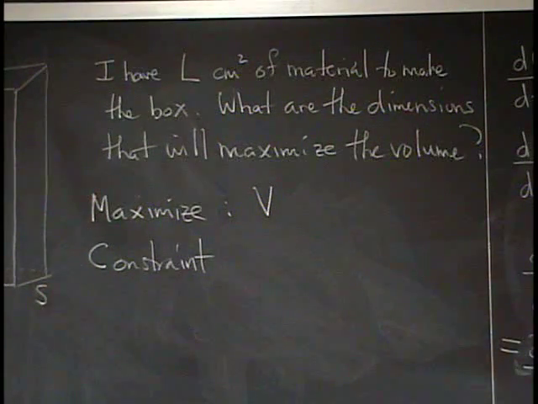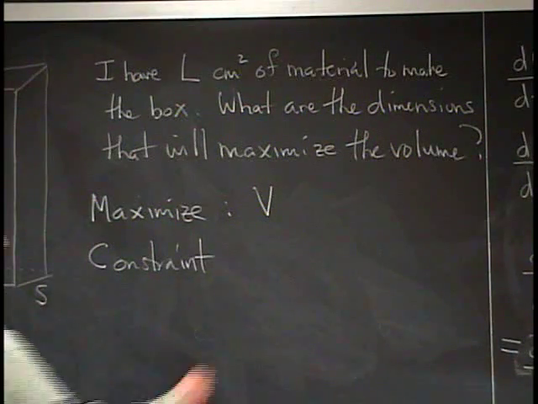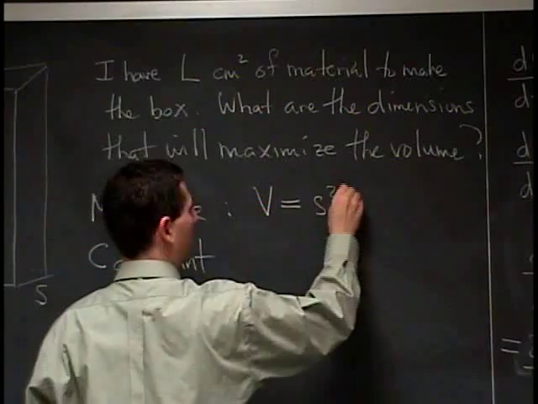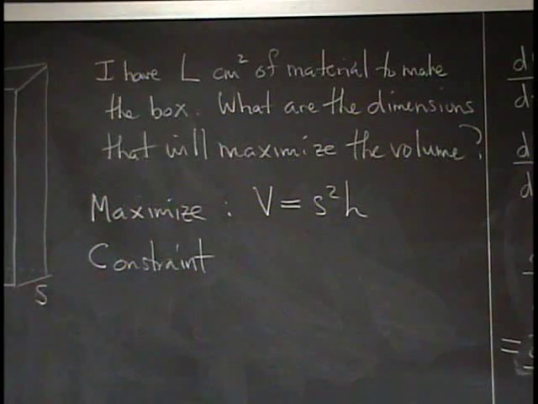Okay. So if you have any rectangular parallelepiped, you can compute the volume by just multiplying the length, the height, and the width, however you want to call them. So S times S times H, or S squared H. That's the volume. And what's the constraint? Well, the constraint is what you can't change.